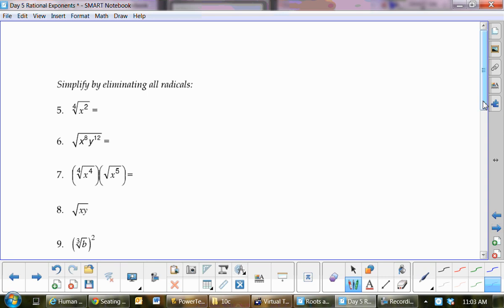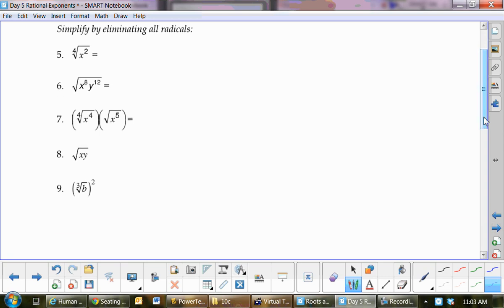Now, these ones are obviously a different level because they are using variables. So, we want to be able to just apply our rules though, and it says just eliminate the radicals. It doesn't ask me to solve them. So, this would be x to the, what would be the fraction? 2/4. Okay, which would be x to the 1/2.